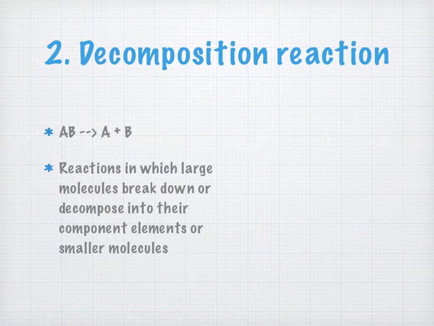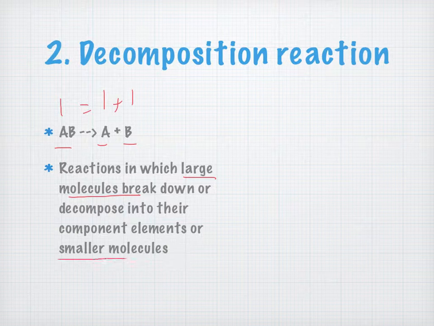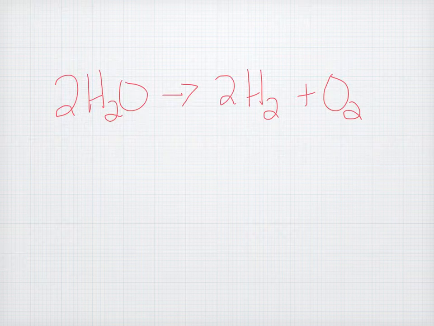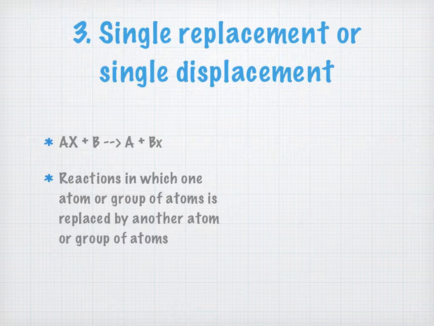The next type is decomposition reaction. So this is where we start with one and we get two. So it's a reaction in which a large molecule breaks down into smaller molecules or elements. Let's look at an example. I have 2H2O. I'll get 2H2 plus O2. So I started with one thing, and I end up with two. We're decomposing.